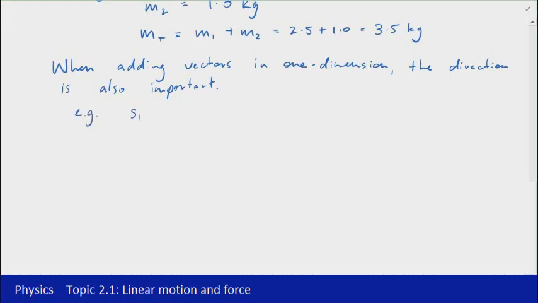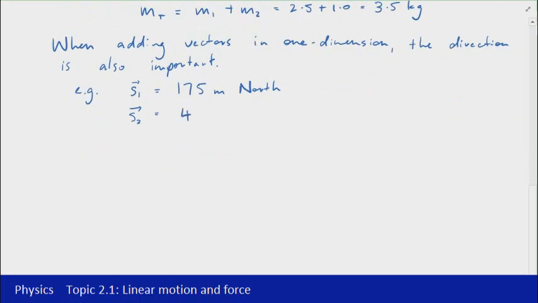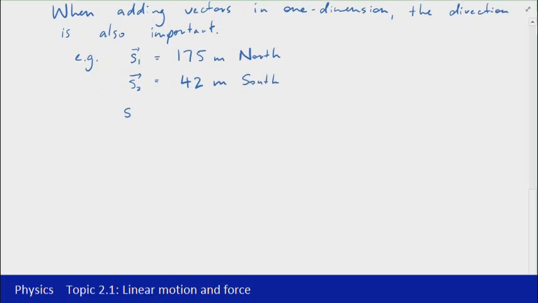So let's say we had a displacement S1 of 175 meters north. We'll write that detail in. Notice that we actually have to write that direction as part of the measurement. S2 is 42 meters south. If we think about this situation, we're looking for the final displacement, so we're really just adding those two vectors together. It's going to be S1 plus S2.